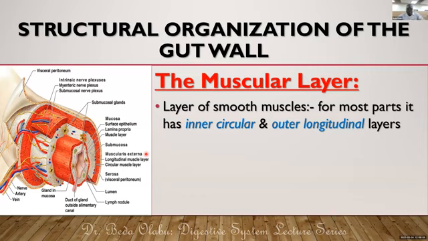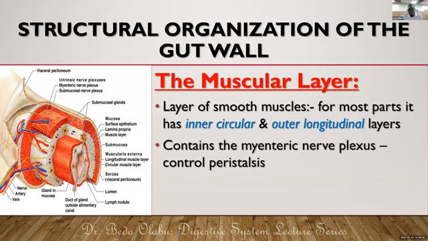For most parts of the GIT, the muscular layer, muscularis propria, consists of smooth muscles, which are organized in two orientations. The inner orientation is in a circular manner, like these ones. So we talk of the inner circular layer of smooth muscles. Then the outer orientation is in a longitudinal manner. We talk of the outer longitudinal layer of smooth muscle. That applies for most parts of the GIT wall.